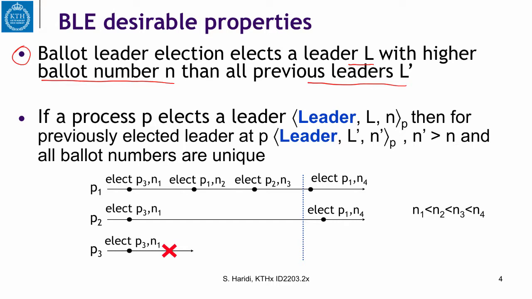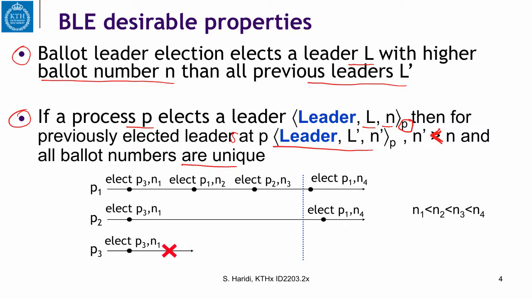So this is the basic idea. If you are a leader, you emit a ballot number or a round number, which you inform the other followers. And this number is higher than the number of previous leaders. Just to say it exactly, if a process P elects a leader L with ballot N, so this is the indication event at process P, then for all previously elected leaders at P, it is guaranteed that N prime is less than N. That's it. And all ballot numbers are unique.